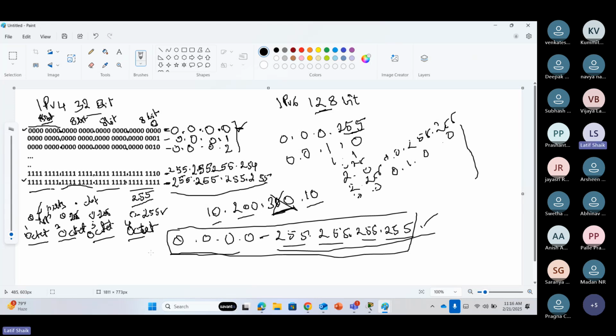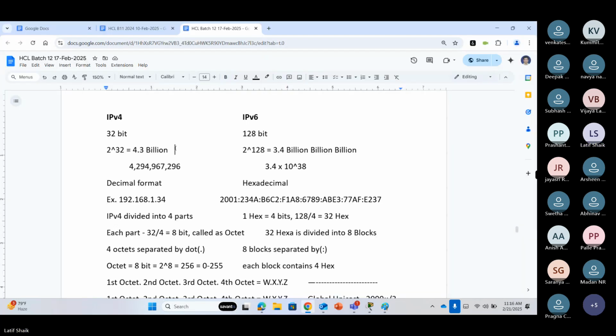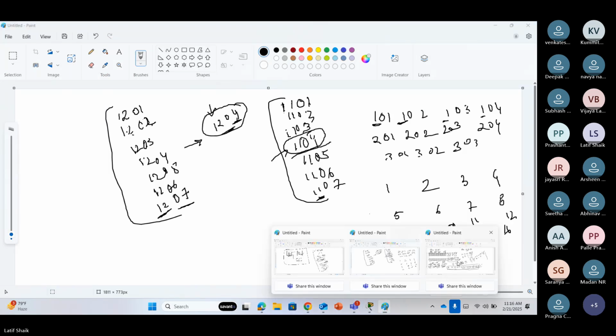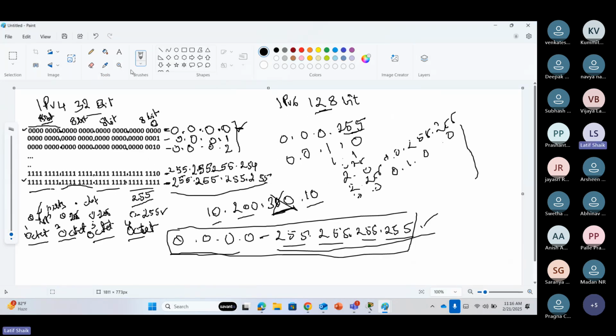Understand guys this part up to here? If you write from 0.0.0.0 to 255.255.255.255, all these IP addresses, do you know how many are there? 2 to the power of 32 IP addresses are there.